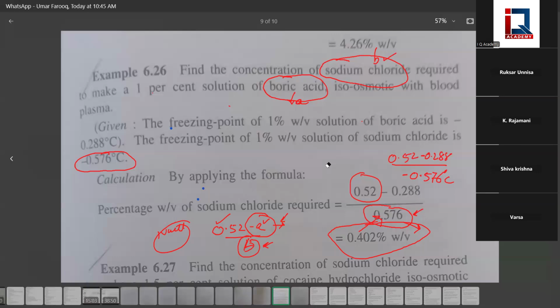The values of A and B will be given in the question. Sometimes they will give the value of A but will not give the value of B, because if it is a common one like sodium chloride, you should remember the B value, that is the freezing point of sodium chloride, minus 0.576 degrees centigrade. Got it? Yes, sir. Swati, are you there?